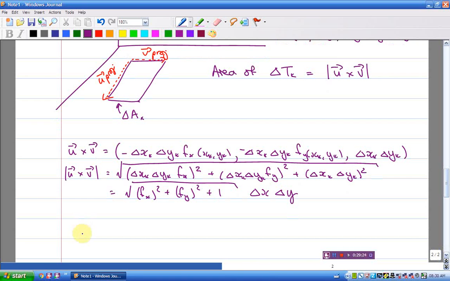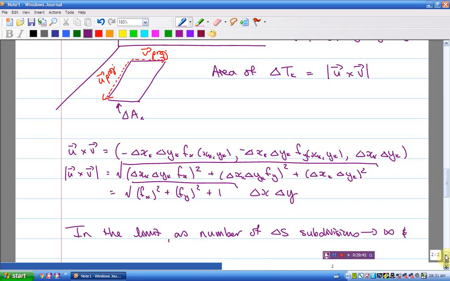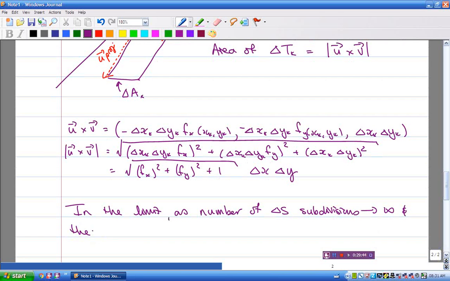What's the bottom line? Bottom line is that in the limit, as the number of delta s subdivisions tends to infinity, and they become infinitesimally small, infinitesimally, have I spelled that right? Have I put in too many vowels? Who knows? Infinitesimally small.